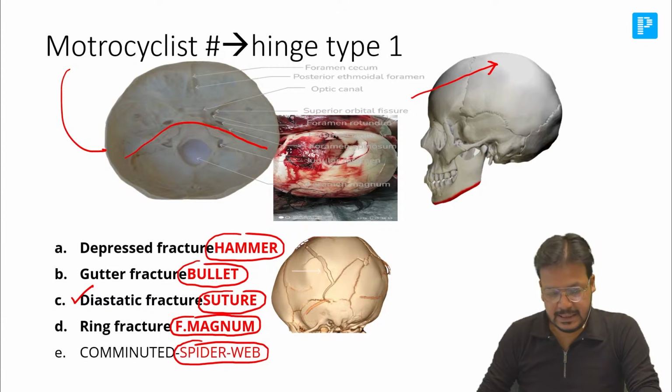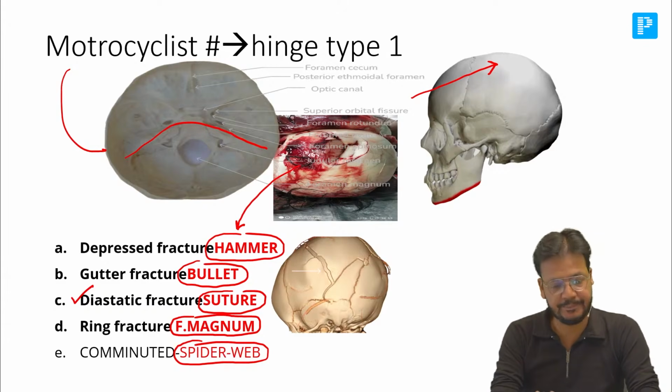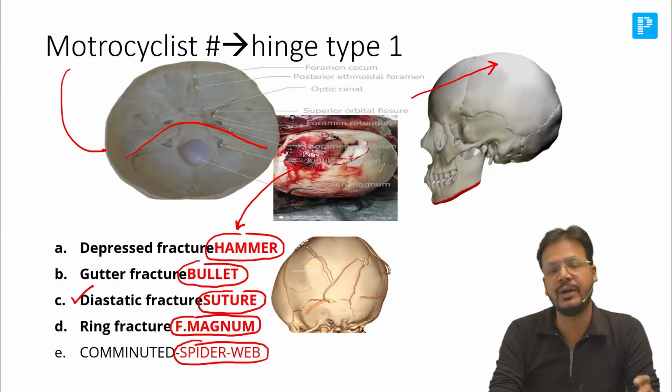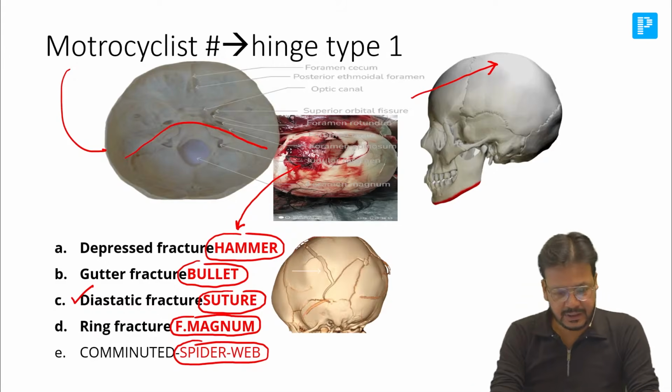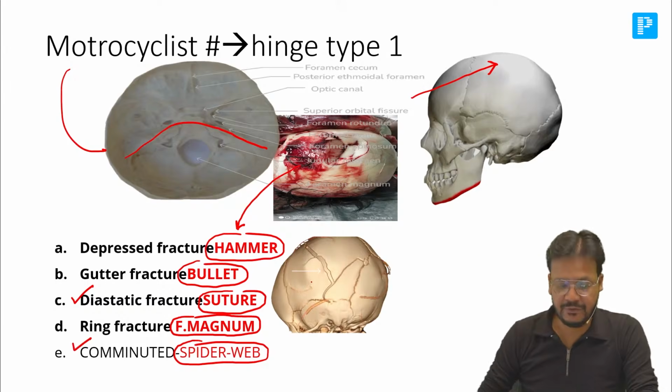So this is depressed fracture. Depressed fracture is caused by hammer. Gutter fracture is caused by perpendicular bullet or tangential bullet. The answer will be tangential bullet, that's an oblique bullet. Diastatic fracture is a fracture which is causing sutural separation. Ring fracture is a fracture surrounding foramen magnum. And comminuted fracture, if you see multiple fractures, that is a spider web fracture.